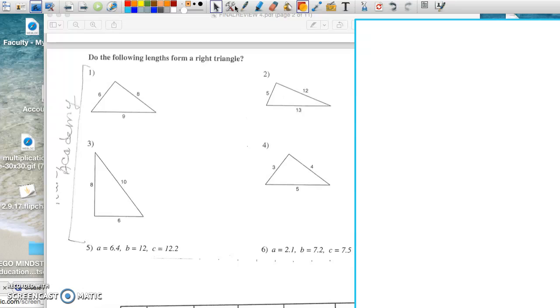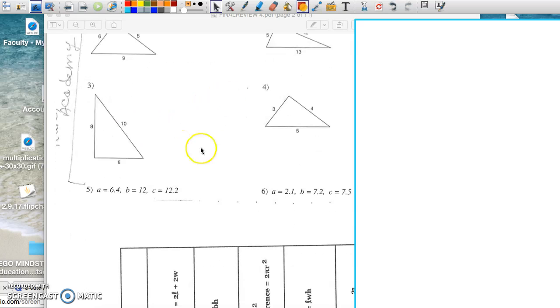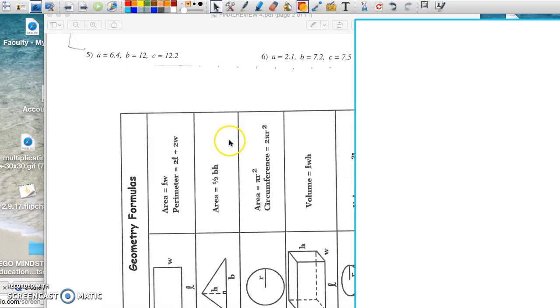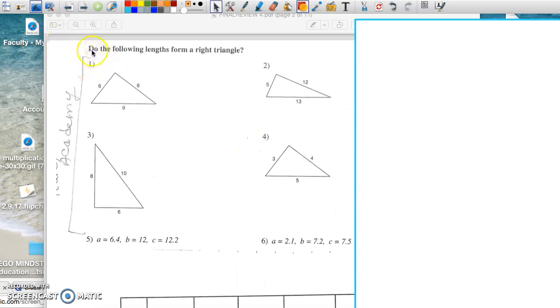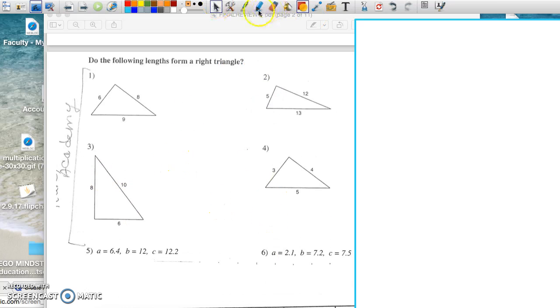First, I want to make sure you understand that it's okay if you don't finish the entire packet before the final exam, but I hope you finish the questions that are for you to do on your own. For instance, these three I'm going to do for Heart Academy. These three will be for you to do on your own. So let's go ahead and get started.